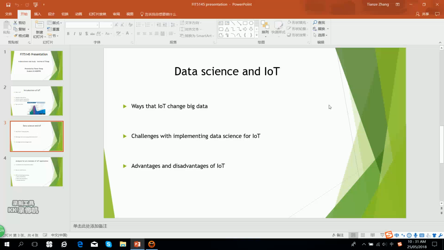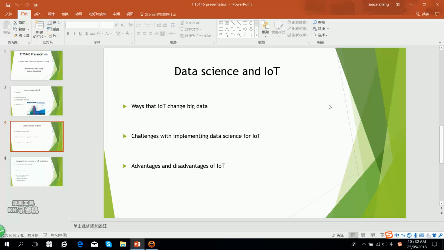Challenges for implementing data science for IoT. The first challenge is how to make sure the devices from different manufacturers can talk to each other, because they all have different standards. So we need to make sure that different IoT devices can communicate with each other and exchange information with each other.